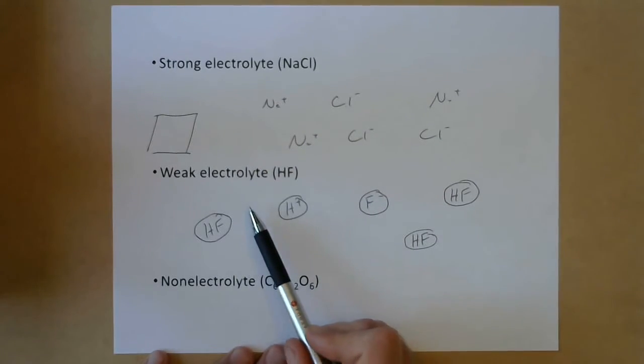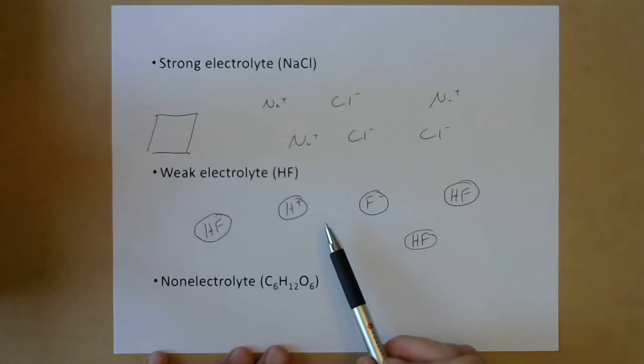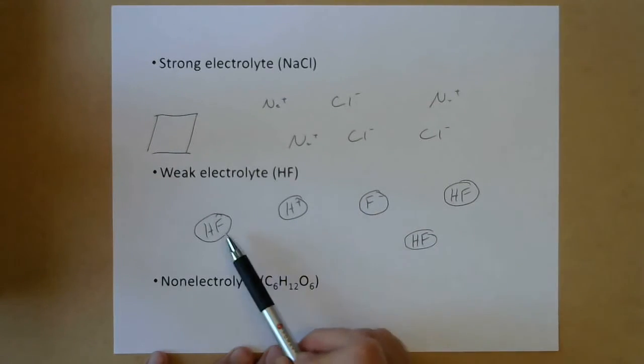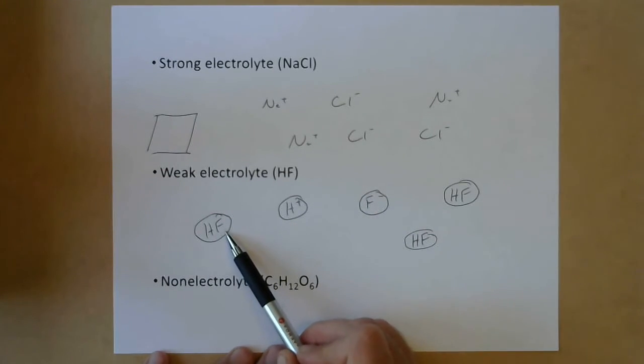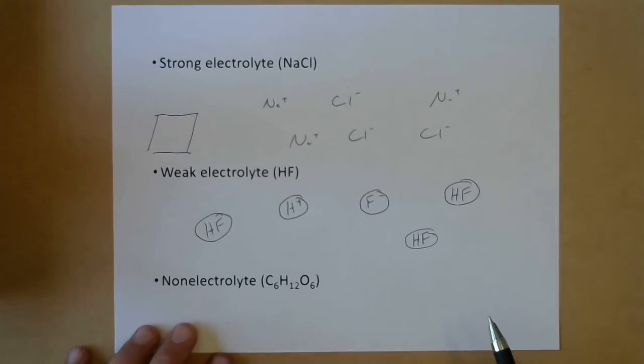In a weak electrolyte solution, like hydrofluoric acid, HF, only a small percentage break apart into ions, and the majority still dissolve in the water. They still get mixed in, but they stay together as HF.